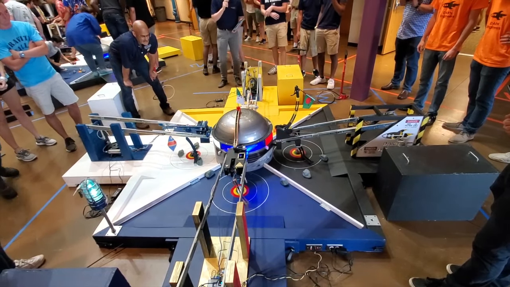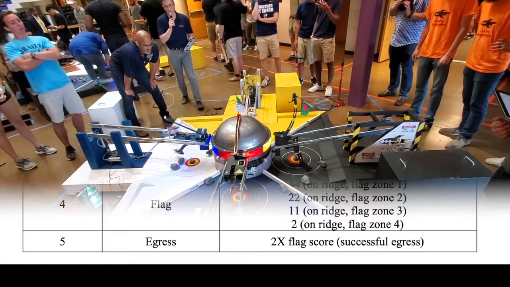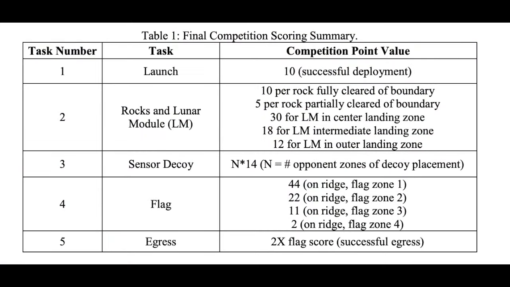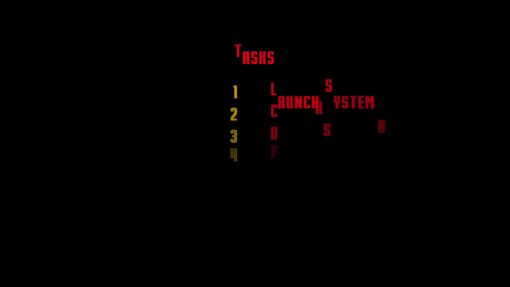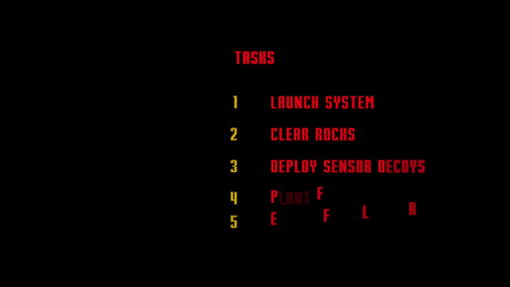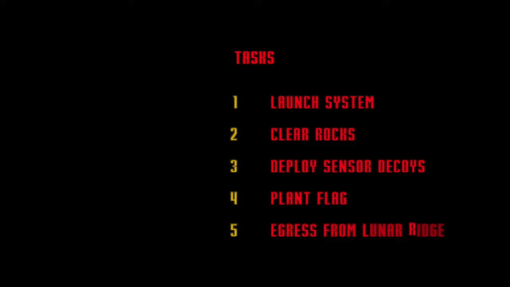program. Jarvis Mark II is to perform 5 specific tasks and consistently score the highest number of points, totaling 200 per trial within a 40-second time period. The 5 tasks are deployment or triggering the robot, rock clearing the Sea of Tranquility without touching the lunar module, sensor decoy placement into each opponent zone on the lunar ridge, which spins at a speed of 5 to 7 revolutions per minute, and then flag deployment and egress.